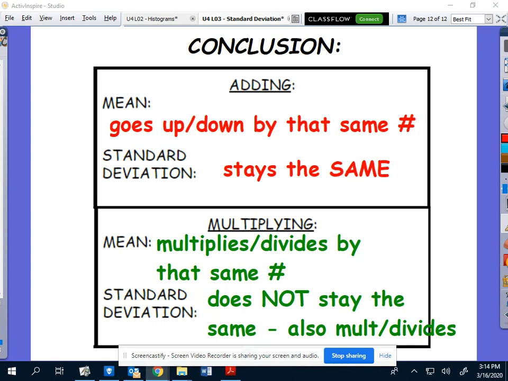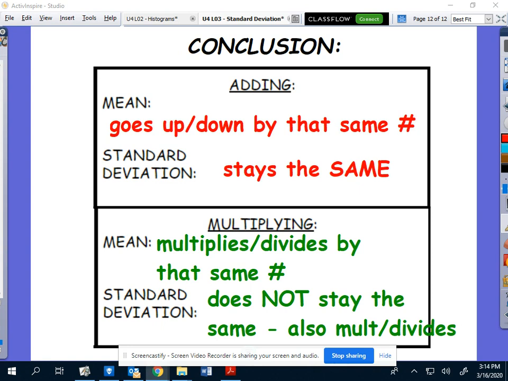So it's really important that we see that difference between how adding changes our data versus how multiplying changes our data. Adding has that constant effect. It's going to move everybody in the same way. Multiplying, like an exponential function did in Unit 3, didn't have that same effect on every single data point. The rate of change changed. So it's really important that we make that distinction.